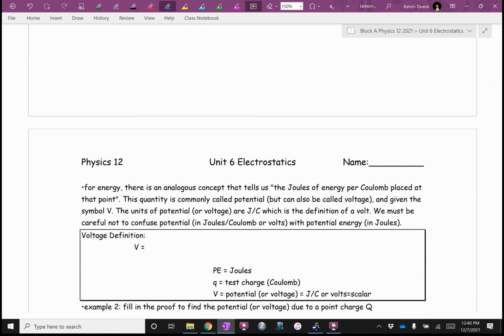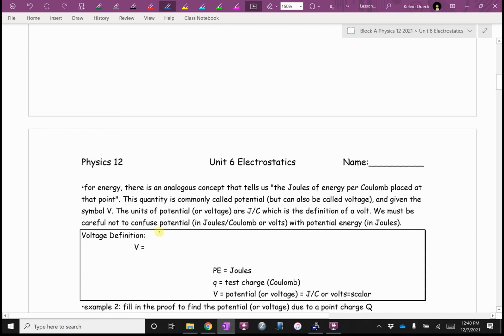What is voltage? What is potential? It's how many joules every coulomb of charge would have at that location. The symbol for potential is capital V, voltage. The units of potential or voltage are joules per coulomb, which is defined as a volt. We must be careful not to confuse potential with potential energy. They're different. They're related, but they're different.